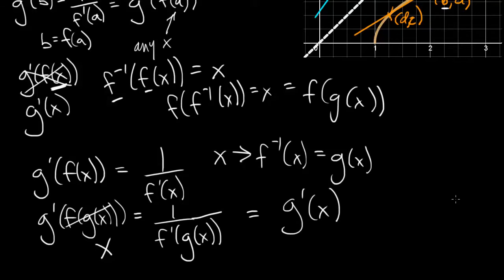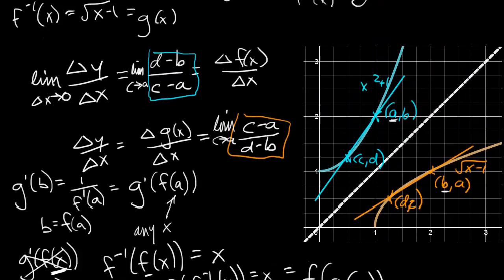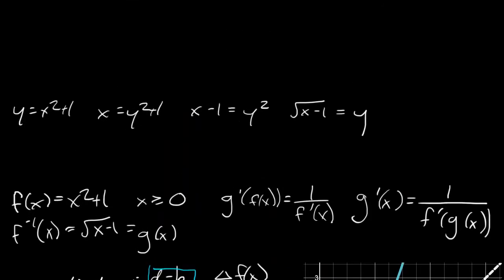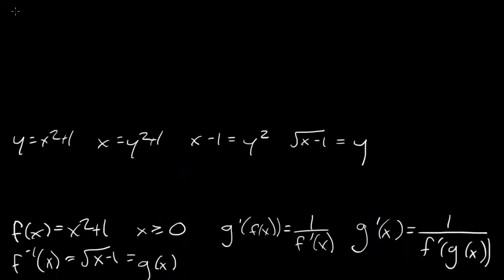Is that any better? Well, let's compare them. Let's scroll back up to our top. g prime of x equals 1 over f prime of g of x. That may seem a little strange, so let's check that answer with our example x squared plus 1. Let's go up here so we have a little space to work. Let's see, the derivative of x squared plus 1 is 2x, right?